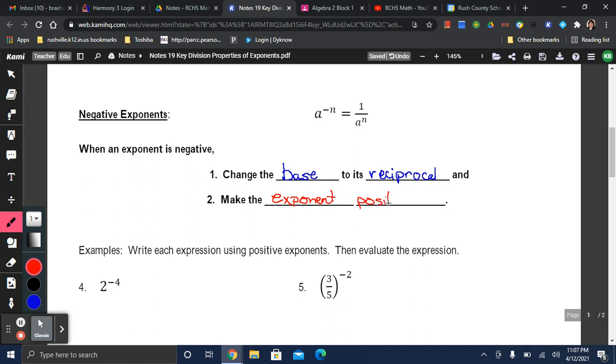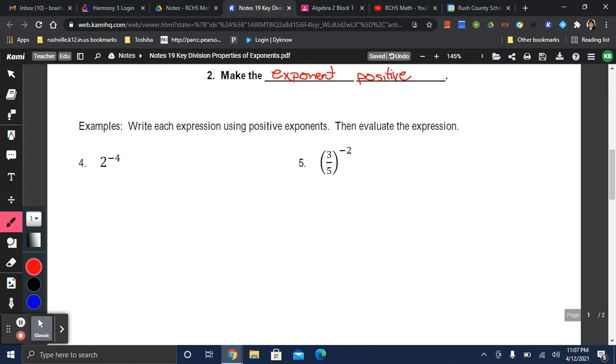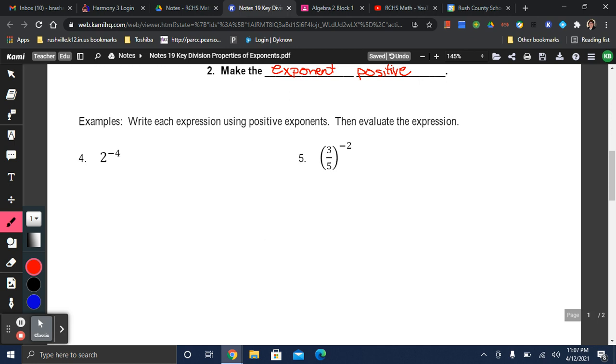So if you look at the rule here, we have a to the negative n equals, and then we made two changes. First of all, the reciprocal of the base became 1 over a, and then the exponent became a positive. So we'll take a look at these two expressions that have a negative exponent. The first one is 2 to the negative 4 power. So we're going to take our base, which is 2, and write it as a reciprocal.